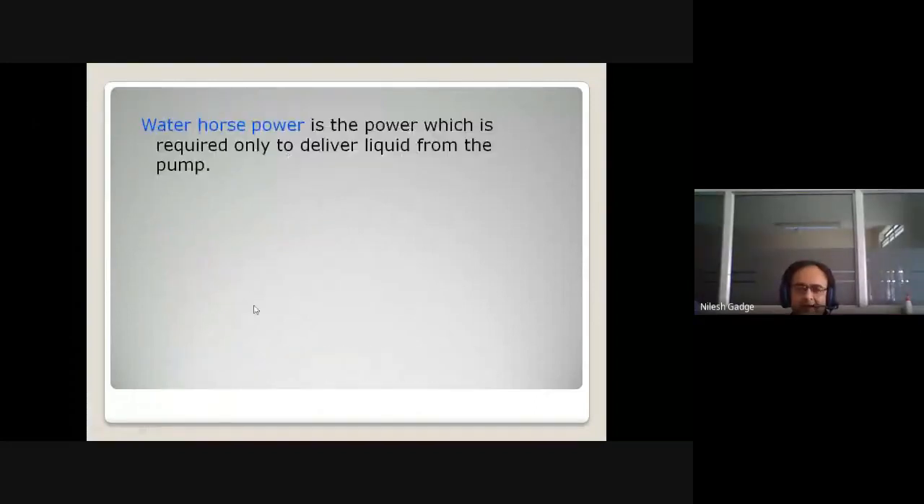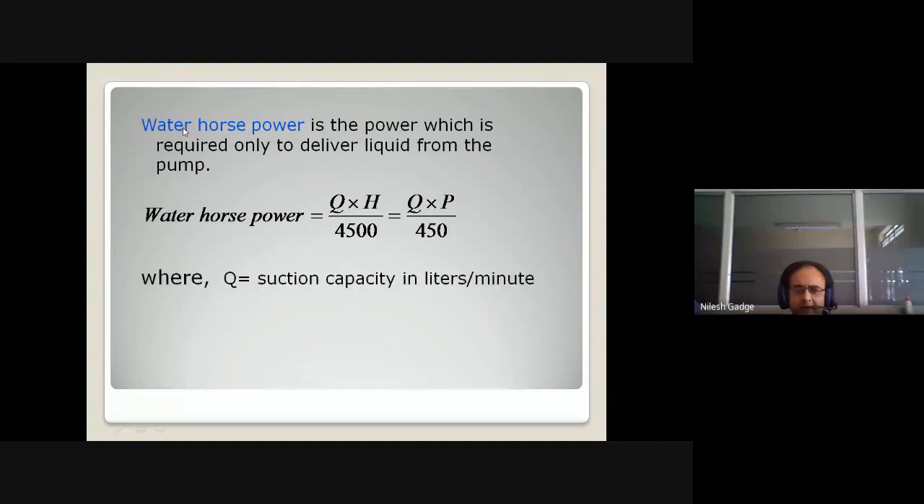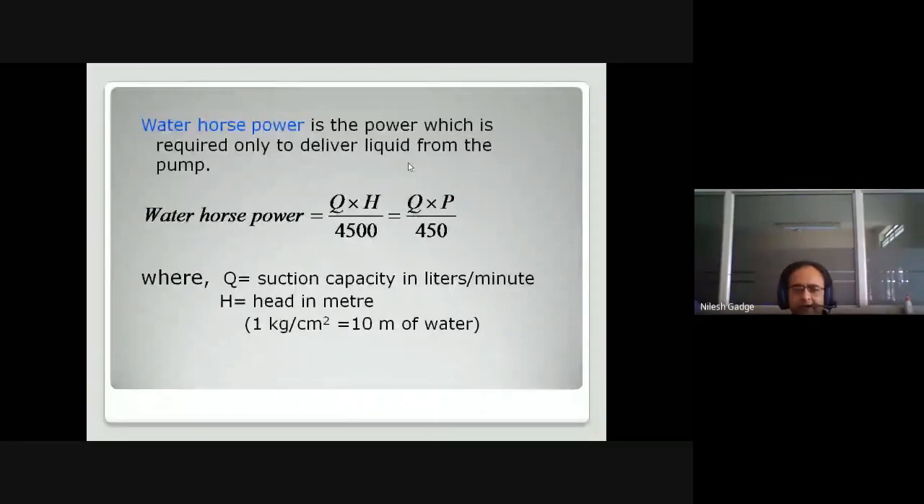So it is not necessary to write down this definition but you can remember what water horsepower is: the power which is required only to deliver liquid from the pump. So this formula is important. You can write down this term also, water horsepower. Water horsepower is the power which is required only to deliver liquid from the pump. And write down this formula also. Water horsepower is equal to Q multiplied by H divided by 4500, or Q multiplied by P divided by 450. I will tell you how to convert all these things.